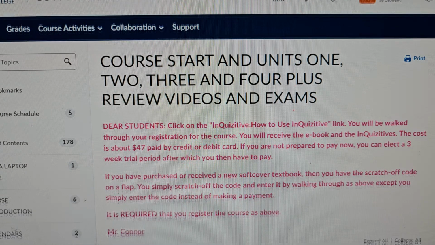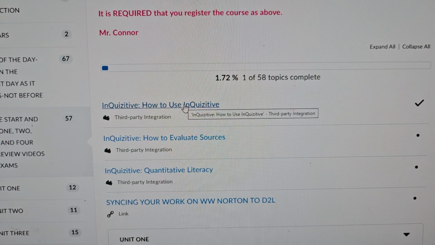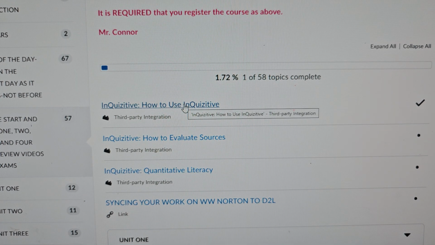The way that you do that is you start right here where it says Inquisitives, how to use Inquisitives. You're going to click on that and you will get a page which will walk you through getting access to the course. And that's where you have to pay for the book, which is about $46, $47, and you need to have a credit card or a debit card handy to do that.